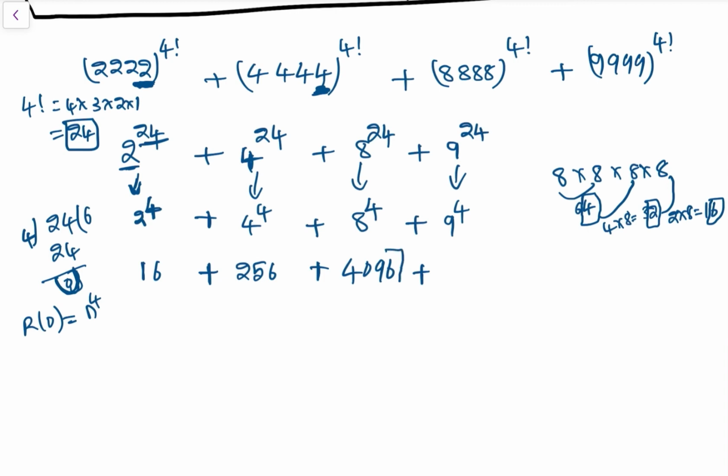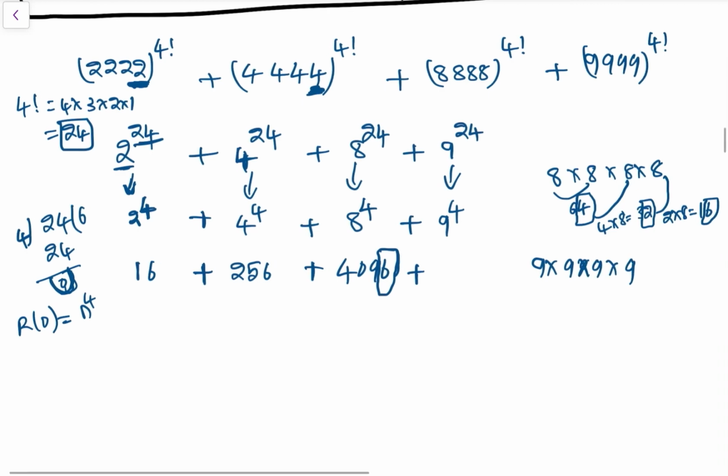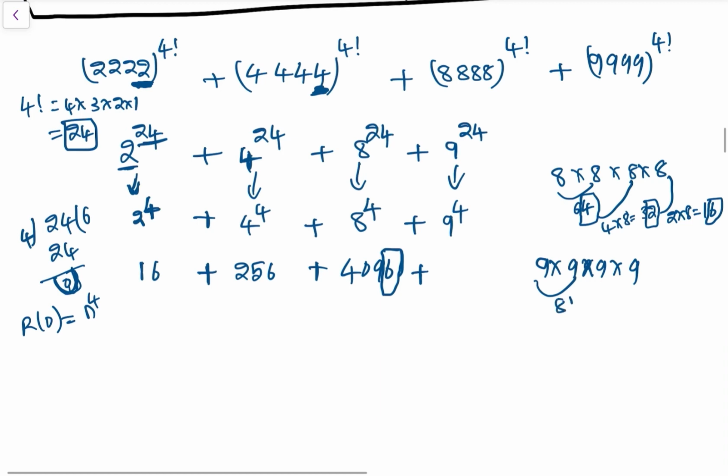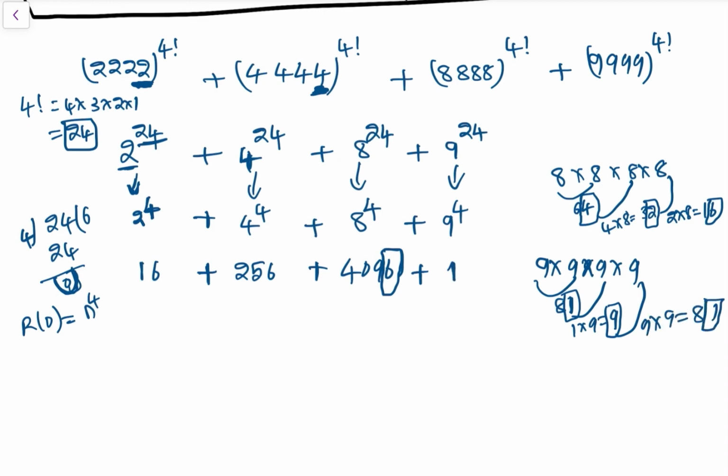Similarly 9 to the power 4 is 9 into 9 into 9 into 9. So 9 9s are 81. Then 1 into 9 is equal to 9, taking the unit digit and multiplying. Then 9 into 9 is 81, so 1 is the unit digit of this expression.